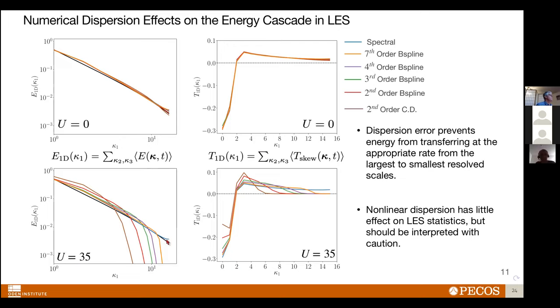I get a much worse result. And this is for various different numerical discretizations, most of them based on these ones. This is quite disturbing, right? And the reason that you get this is seen in the transfer spectrum, and that is that, as you get to higher wave numbers here, the transfer into the high wave numbers essentially gets shut down. And so the question is, why does that happen?